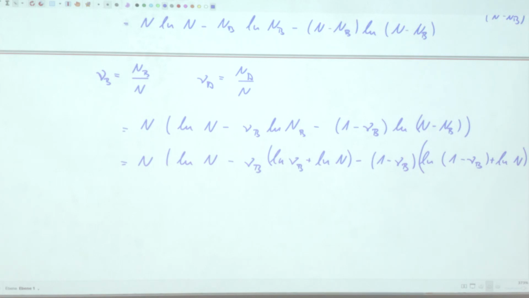And we can bring together all these ln n terms here. Here we have minus nu B. Here we have minus 1 minus nu B. So this is very nice, it's 0.